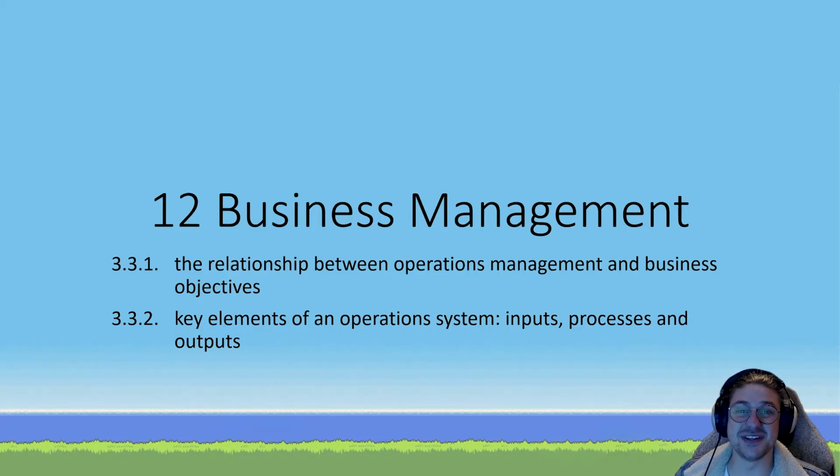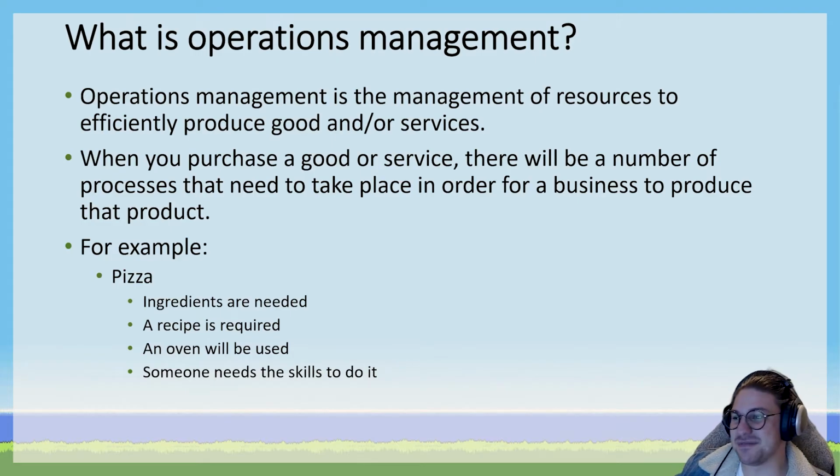In today's lesson we're looking at key knowledge points 3.3.1 and 3.3.2. That is Unit 3, Area of Study 3 and the first and second key knowledge points for this area of study. Today specifically we're looking at the relationship between operations management and business objectives and the key elements of every operations system. Now we'll begin by looking at what operations management is.